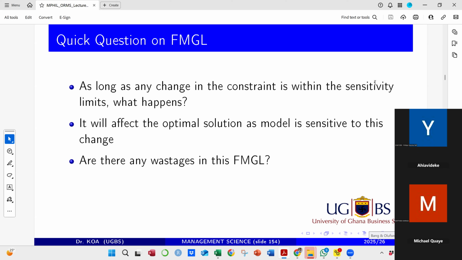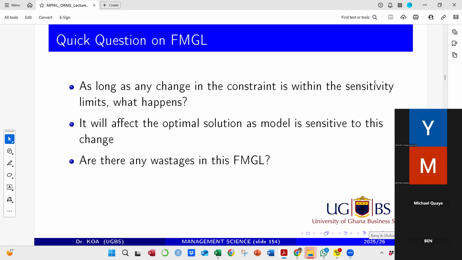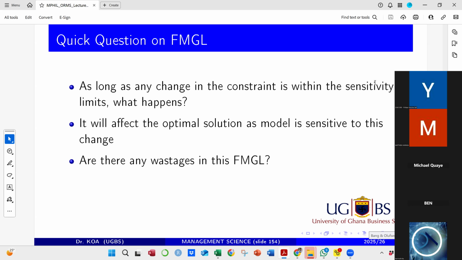How do you know that? It's because of the calculation, the sensitivity report. Okay. There are some other easier things to use to justify why there are no wastages, other than what you guys are giving. Michael. Because what is used is what is available. They are using what is available. They are not using more than that or less than that. That's constraints. It means the constraints are binding.